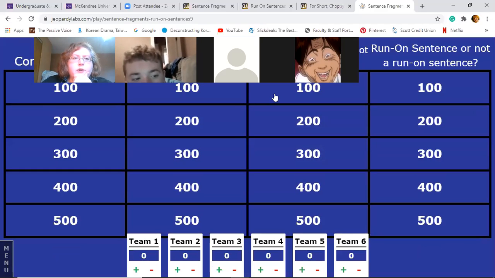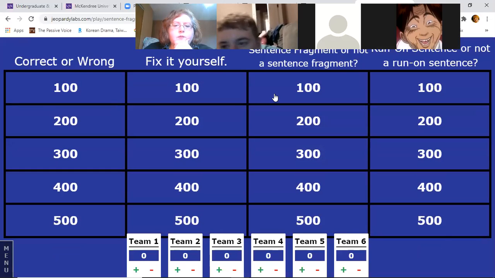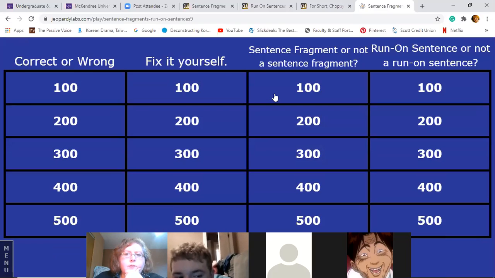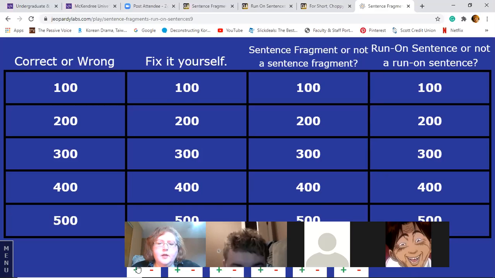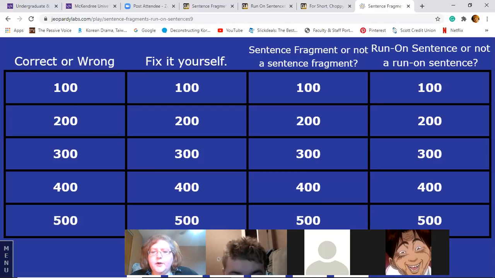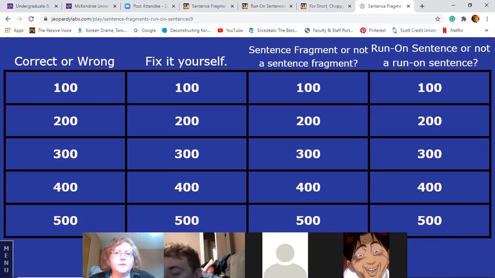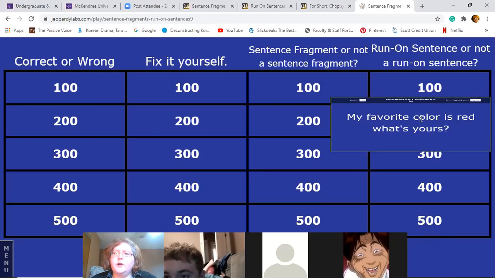So what do you guys want for your first choice? Correct or wrong, fix it yourself, sentence fragment or not a sentence fragment, run-on sentence or not a run-on sentence. Avery, will you choose? Run-on sentence or not a run-on for 200.